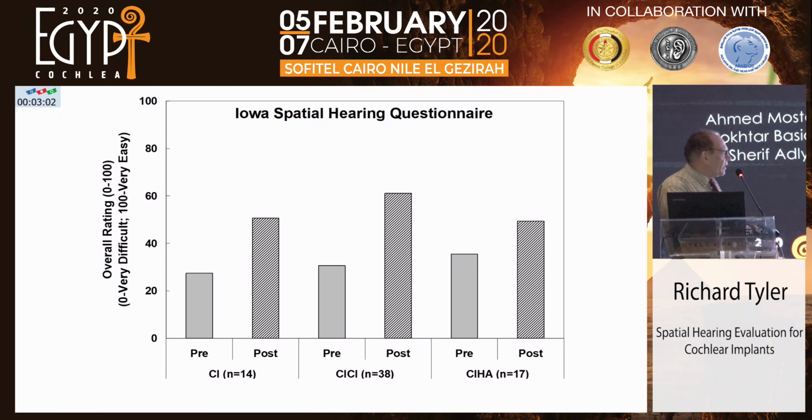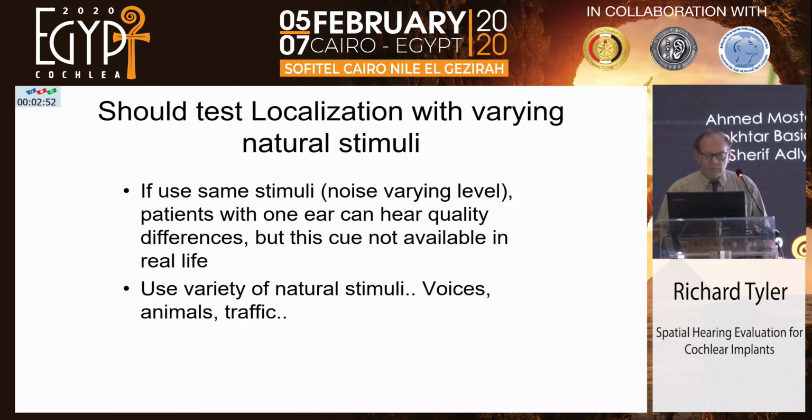This is average data, again showing that two cochlear implants pre and post is better, a big improvement using the Iowa Spatial Hearing Questionnaire. I also believe that people often test localization inappropriately.